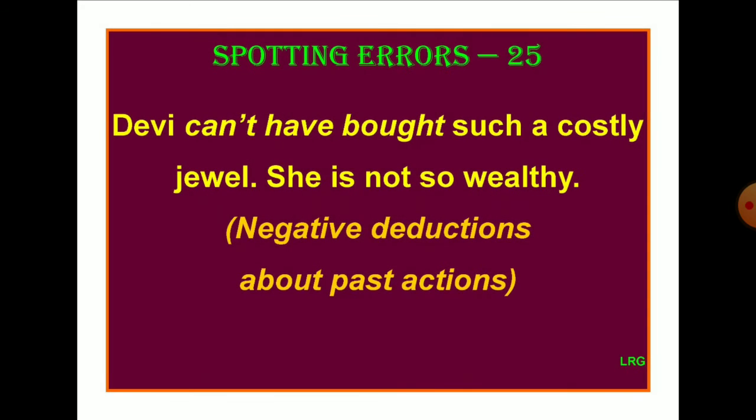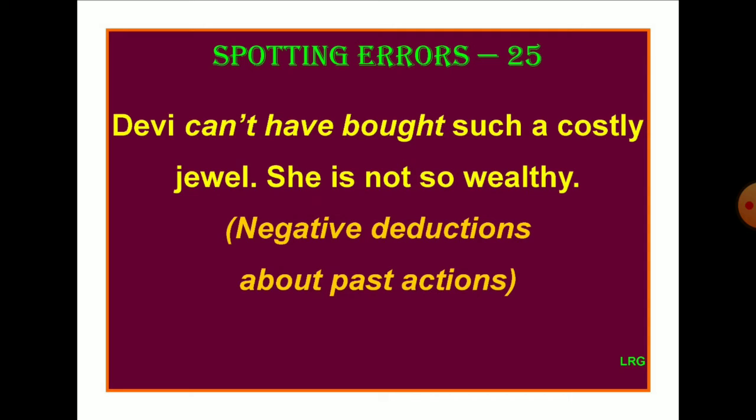One more sentence. Devi can't have bought such a costly jewel. She is not so wealthy. In this sentence also there is a deduction or conclusion about a past action on the basis of some evidence, but it is a negative deduction or conclusion. Note that the negative deductions about past actions are expressed with the modal auxiliary can't have with the past participle of the main verb.